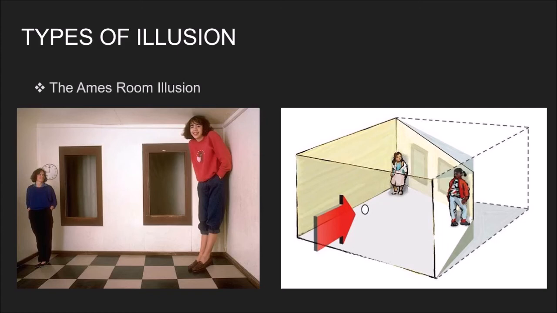The Ames room illusion. Named after its creator, American ophthalmologist Adelbert Ames Jr. So, an ophthalmologist is a specialist in the branch of medicine concerned with the study and treatment of disorders and diseases of the eye. This optical illusion leads to a distortion of perception of relative size. To an observer, a person standing in one corner of the room is perceived as significantly larger than the person standing in another corner. And on the right hand side, you can see the secret technique of this illusion.